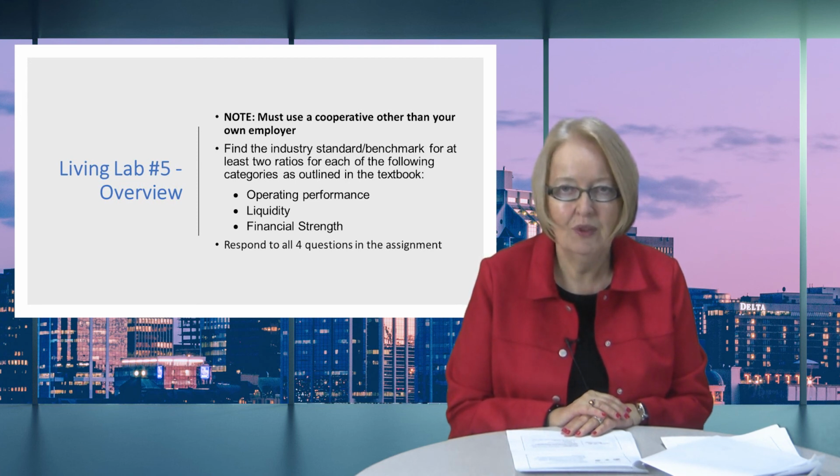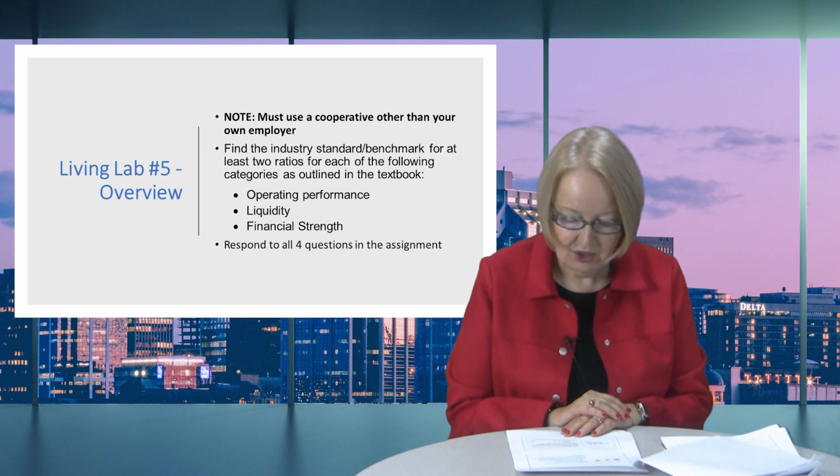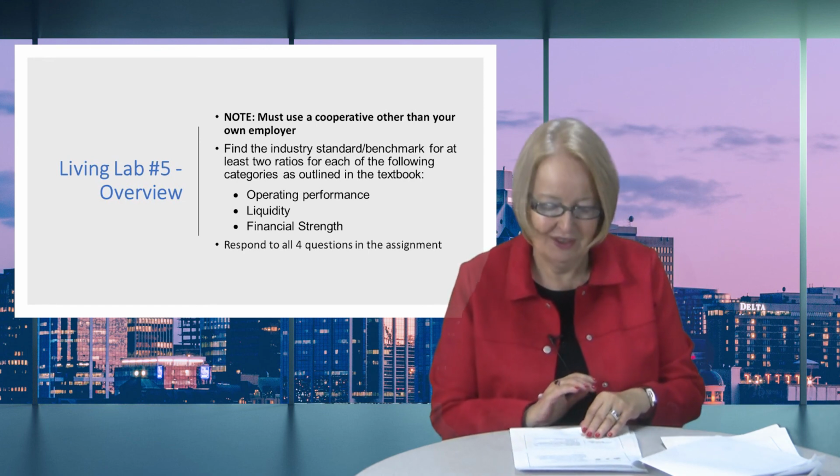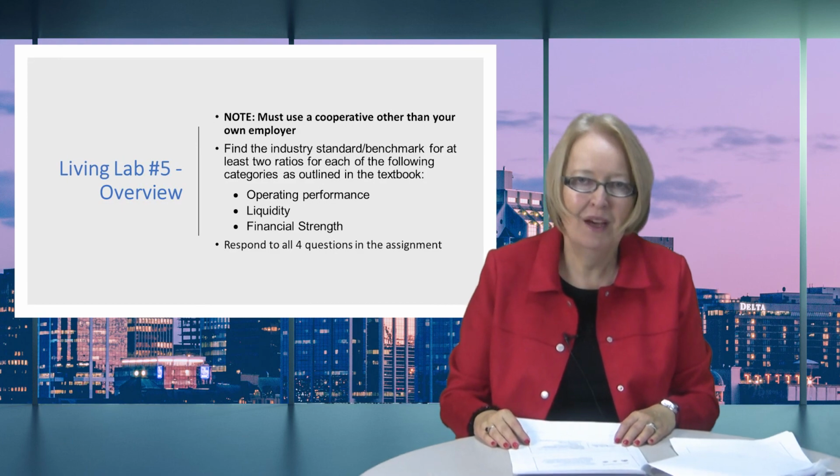So for the Living Lab in this one, note that you cannot use your own cooperative for this Living Lab. You have to find another cooperative. What I want you to do for this one is find the industry standard or benchmark for at least 2 ratios in the categories as outlined in the book: operating performance, liquidity, and financial strength. And then there are 4 questions in the assignment, and respond to all 4 questions. So this concludes Module 5.